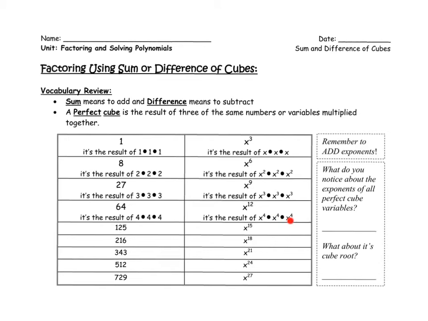x to the fourth, x to the fourth, x to the fourth. 4 plus 4 plus 4 is 12. So x to the third, x to the sixth, x to the ninth, x to the 12th, 15, 18, all of these are perfect cubes. So what do you notice about all of the exponents of the perfect cube variables, the 3, the 6, the 9, the 12? You should be saying that they're all multiples of 3.